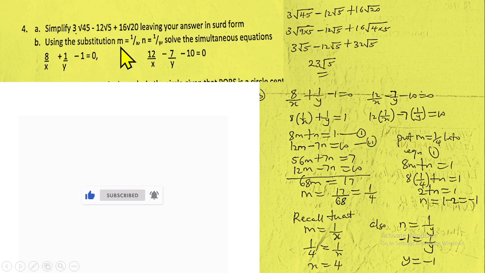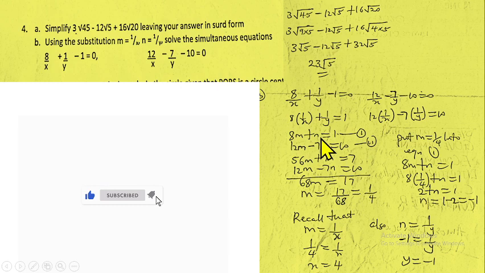Using the substitution, m is equal to 1 over x and n is equal to 1 over y, solve the simultaneous equations 8 over x plus 1 over y minus 1 equals 0, and 12 over x minus 7 over y minus 10 equals 0. So for this simultaneous equation, you are first of all to substitute for the value of 1 over x and 1 over y. The first equation, 8 over x plus 1 over y minus 1 equals 0, can be written as 8 into 1 over x plus 1 over y equals 1. We have been told that anywhere you see 1 over x, you should replace with m, and anywhere you see 1 over y, you should replace with n. So this becomes 8m plus n equals 1. You can call that equation 1.